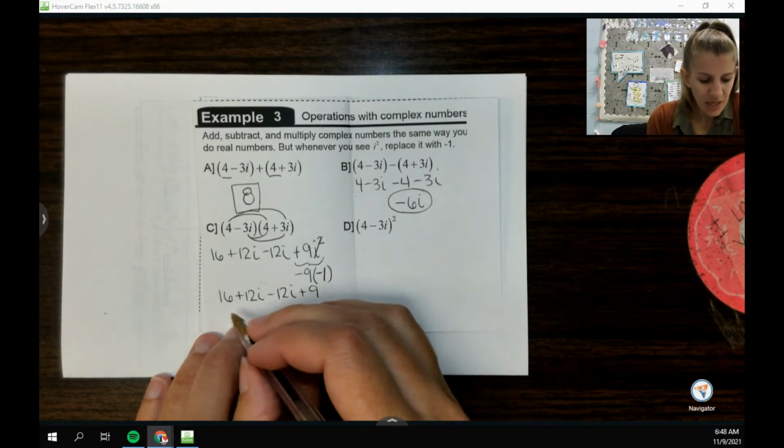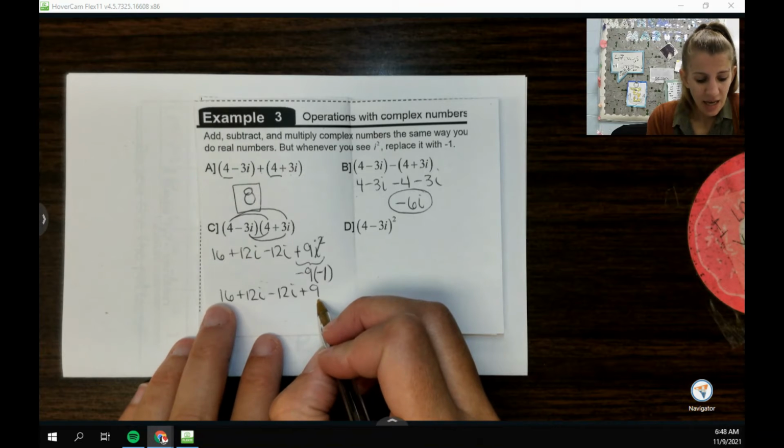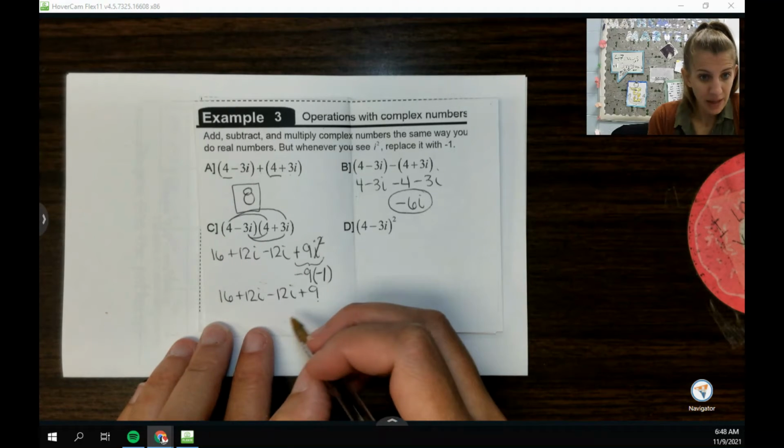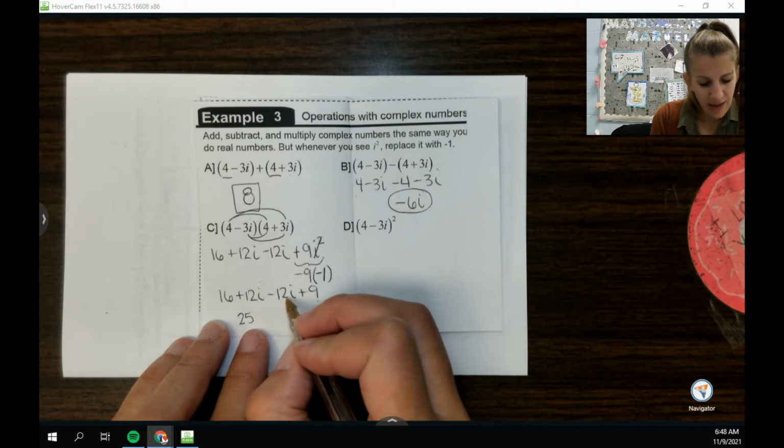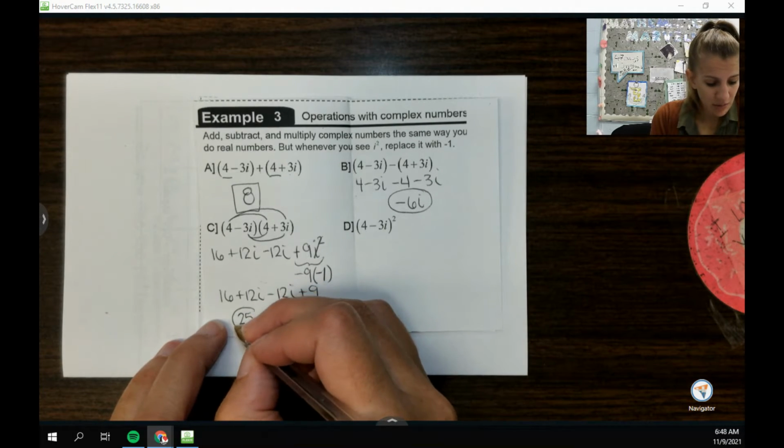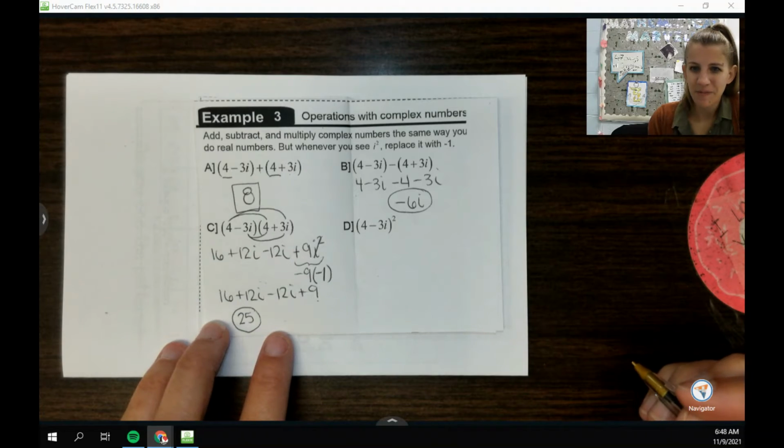Okay. And so then I can actually combine the 16 and 9 because now they're both real. And so we'll have 25. And then 12i minus 12i, well, that's 0. So you just end up with 25, which is real cute.